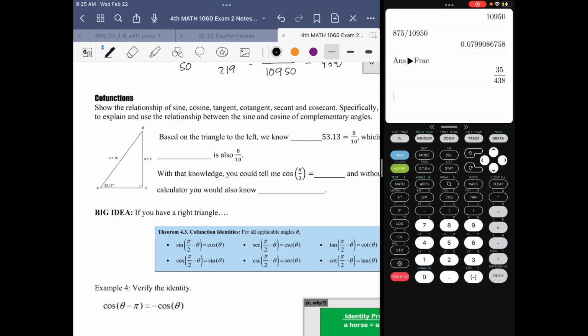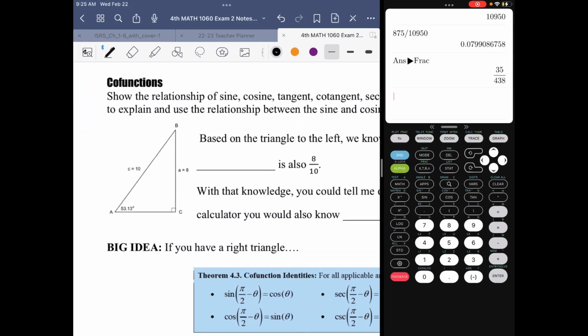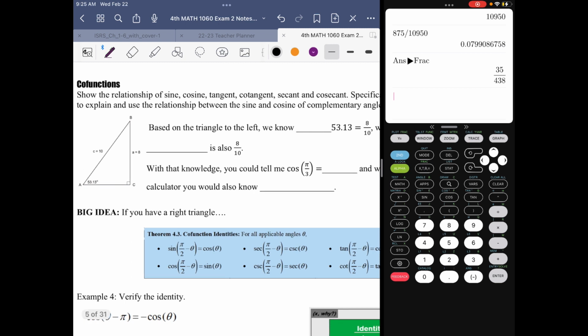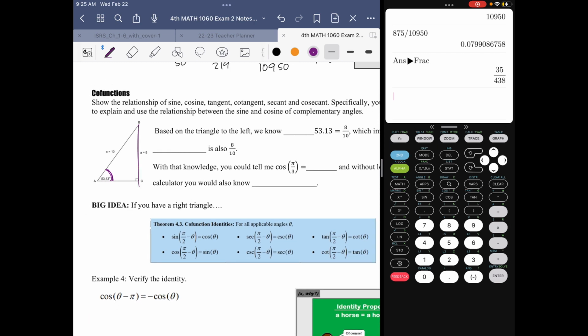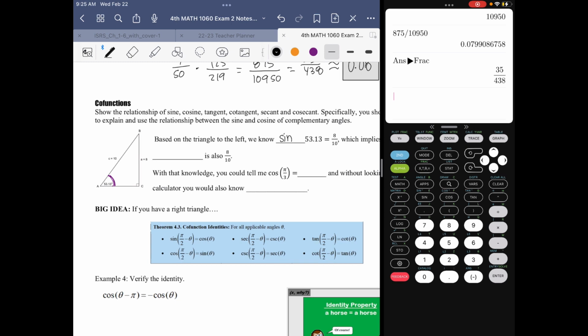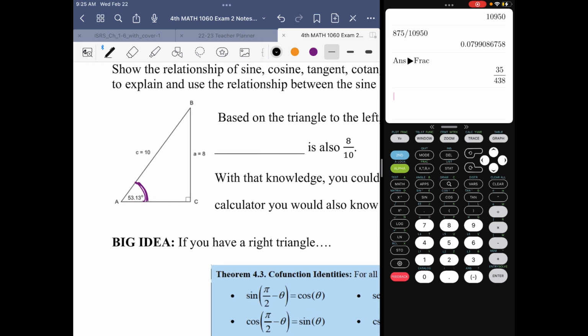Okay. So based on this triangle to the left, we know that if we are looking at this angle, the 53.13, what would be 8 over 10? Well, that's the opposite side over the hypotenuse. So this would be the sine. The sine of 53.13 is 8 over 10. Okay, that is true. We can also find out what this angle is in this triangle, though.